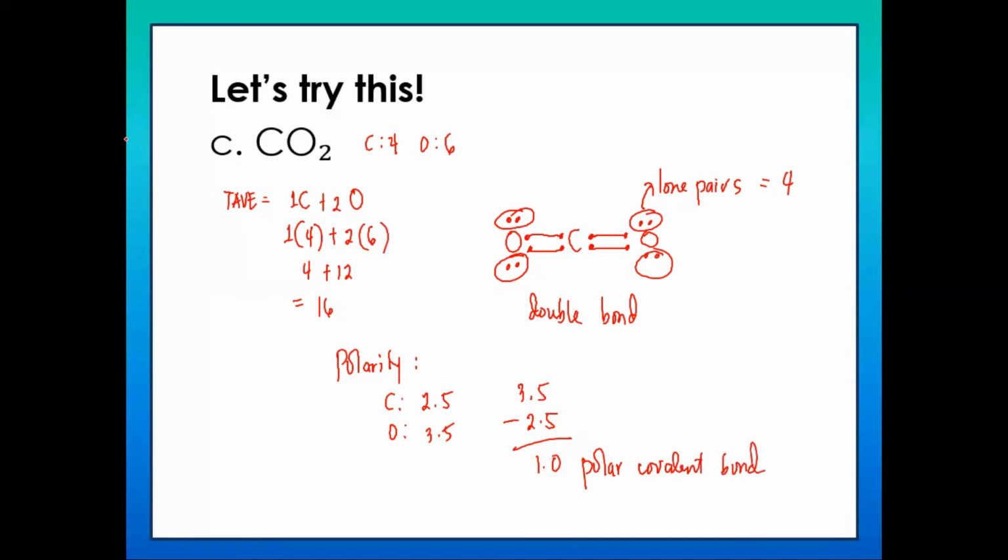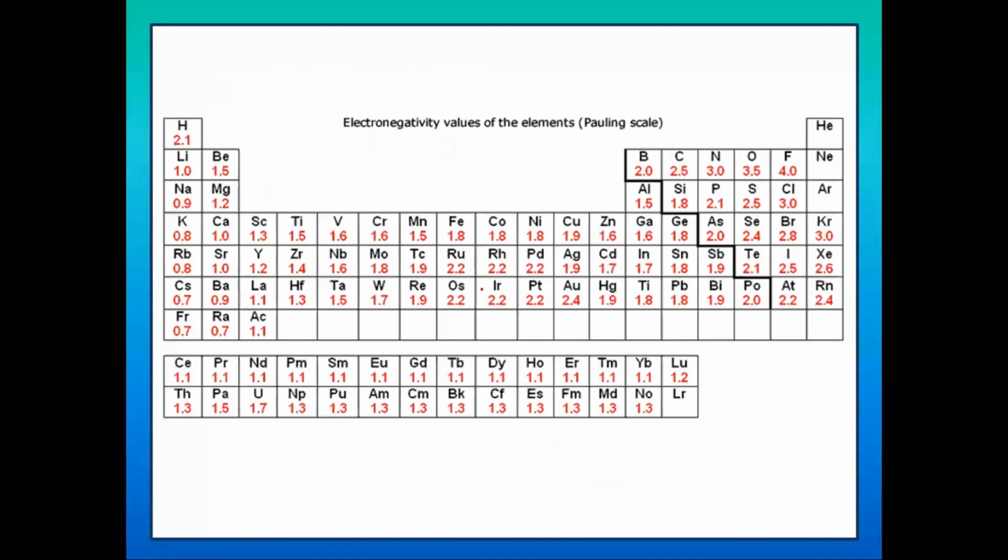Okay? So, carbon dioxide shows double bond in terms of the type of bonding based on number of bonds, double bond. It has 4 lone pairs, and this is a polar covalent bond. So, nasusundan. Now, for the last example, we're going to use still this electronegativity values of the elements. We have nitrogen gas, or N sub 2. So, these are one of the diatomic molecules.